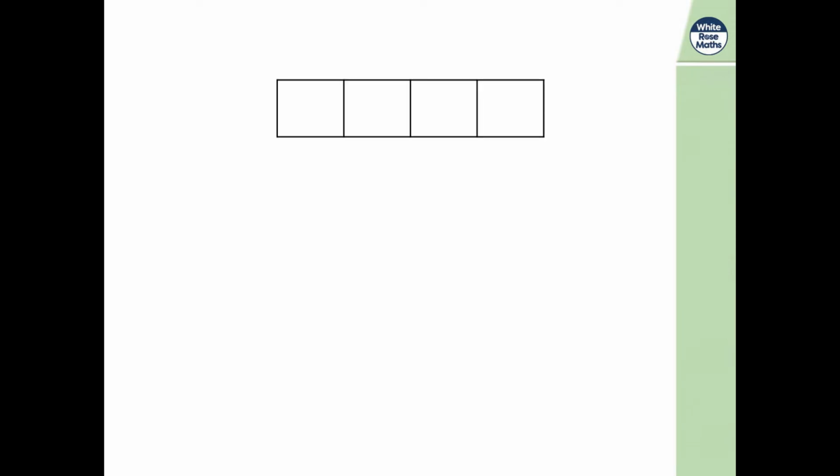Let's look at a different representation. Have a look at this bar model here. You can see that it's divided into 4 equal pieces. That means that each section is worth 1/4: 1/4, 2/4, 3/4, and 4/4 for the whole bar.